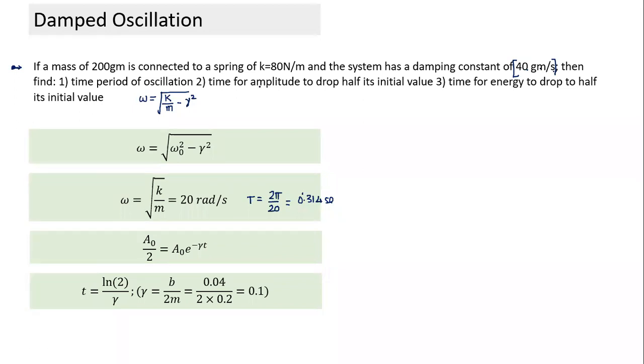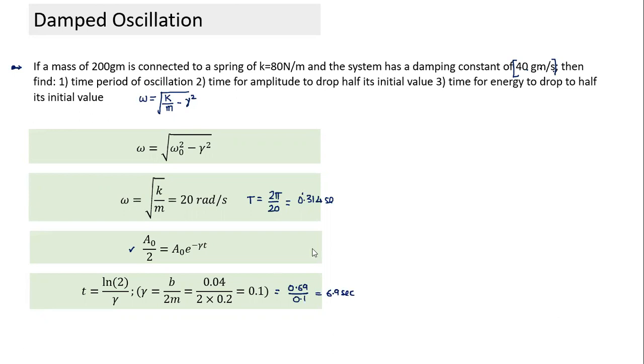What is the time it will take for amplitude to drop to half its initial value? This equation I have used, I'll calculate the value of T. Or I know this is nothing but half-life. Half-life is ln 2 divided by gamma. So I'll calculate the value of gamma. Gamma comes to 0.1. So I substitute those values, I get my answer. So this T will come equal to 0.69 divided by 0.1. It will come equal to 6.9 seconds.